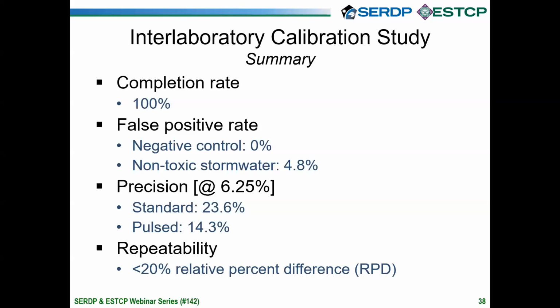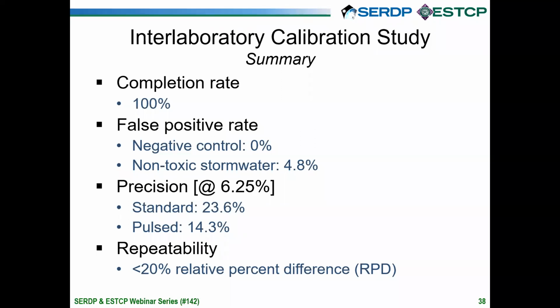Precision, and for simplicity purposes here, I'm just showing it for the 6.25% concentrations. The pulsed exposure method had a lower coefficient of variation than the standard method, but fairly comparable. And for the repeatability, we were able to look at the relative percent differences, and they were all below 20% for each species evaluated. And as I mentioned previously, no significant differences were observed in any of the methods for those duplicate samples that were tested.